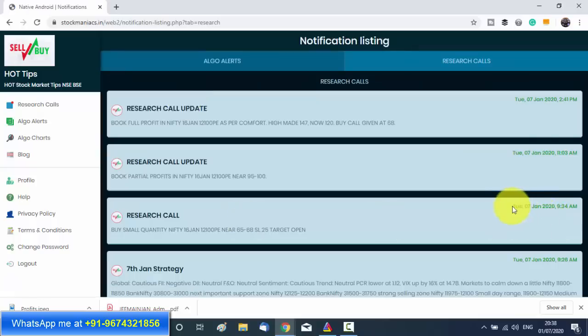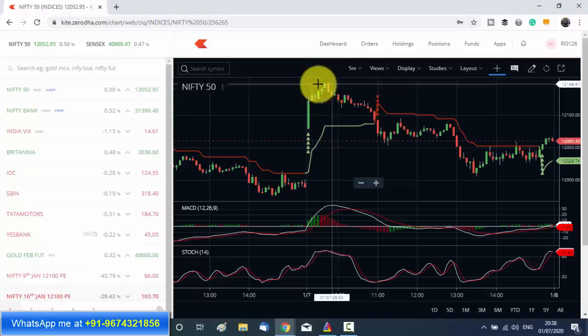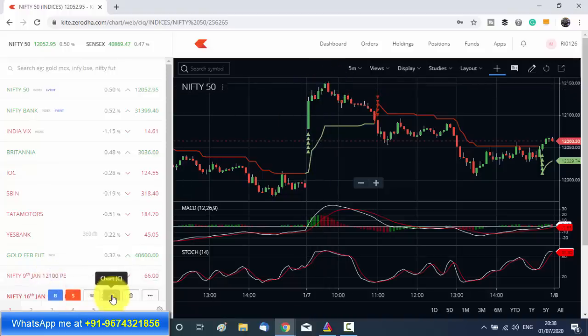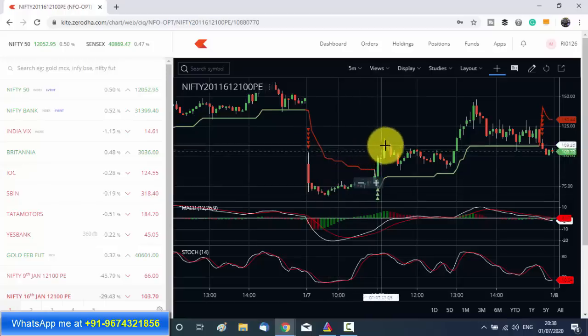We can see on 7th of January 2020, that means today, at 9:34 AM, we have sent an update to buy Nifty 16 January 12,100 put near 65 to 68. The stop loss was 25 and the target was open. Our clients got this message, and we can see where Nifty was trading at that time. We can open the put chart also. We can see the put has made a low around 66 to 68 level. At that area our clients got a message, and from there you can see the put started rallying.